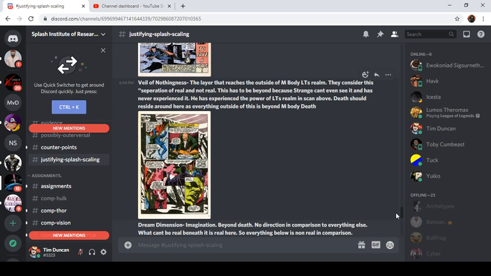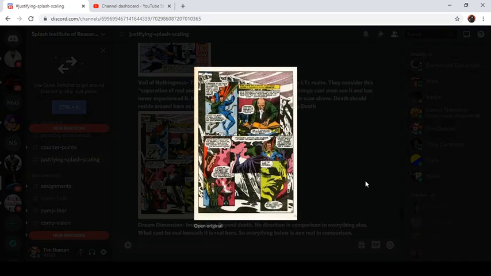After LT's realm, you get the Veil of Nothingness. The layer that reaches the outside of embodied LT's realm is the Veil of Nothingness. They consider this the separation of real and not real. This has to be beyond because Strange can't even see it and has never experienced it. He has experienced the power of LT's realm in the scan above, but he didn't know what this realm was. Death should reside around here, as everything outside of this is embodied death.